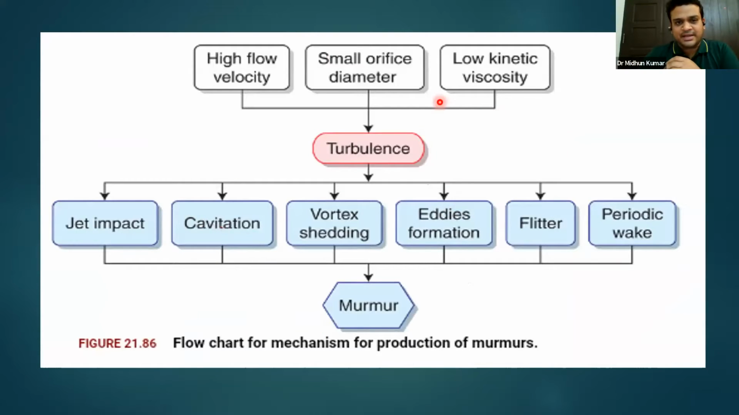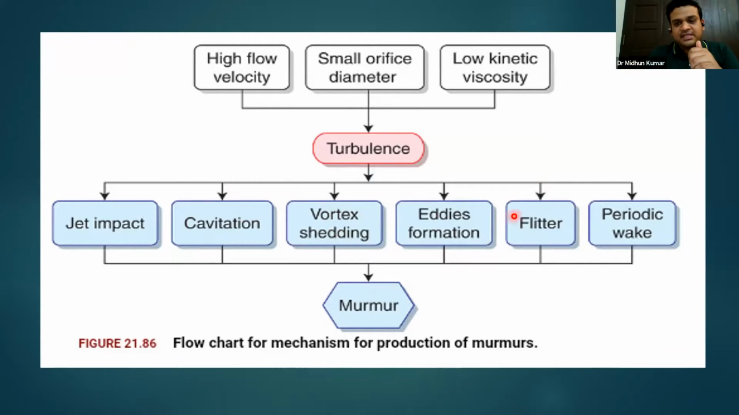This is the same thing explained here. Whenever there's a high flow velocity, a small orifice diameter, or very low kinematic viscosity, it will produce turbulence. These are some of the mechanisms described for how murmurs are produced. So these are the physics behind murmur generation. For example, in ventricular septal rupture, there's a high LV pressure and a low RV pressure. The impact of the jet into the RV will set the surrounding area into vibrations, and those vibrations can be heard as a murmur. The other thing is cavitation: the impact will produce some cavitation, and vibrations will be produced. And vortex shedding is nothing but the high velocity jet producing flow eddy currents, and those will produce a murmur.